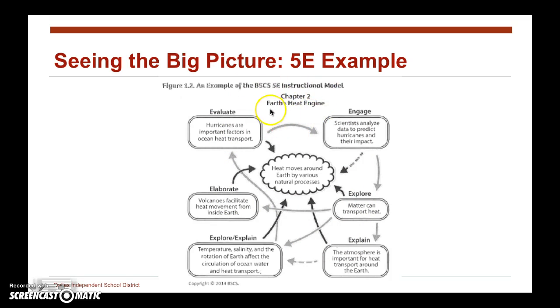Okay, the whole entire topic is dealing with Earth's heat engine. So as we are planning our lessons, we want you to see the big picture. Incorporate the 5E model in your instruction.